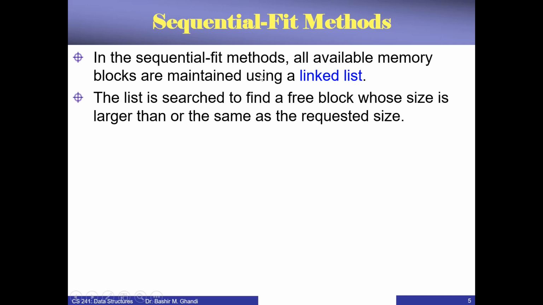So if a program makes a request for memory, the memory manager will search the list to find a free block whose size is larger than or the same as the requested size. Then it will remove that block if it is equal to the size. If it is not equal, it will break it, take part of it, and assign it to the program that made the request. So this is how it will do it.